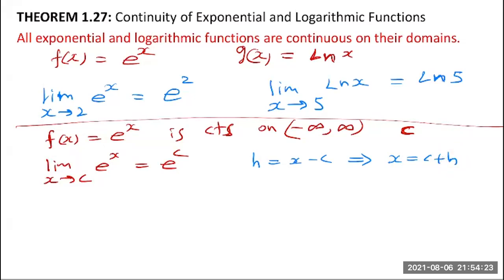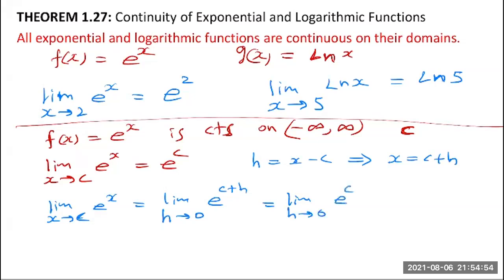Okay. So limit as x approaches c of e to the x is the same as limit as h approaches 0 of e to the power, now this is not x, my x is c plus h. So I'm going to put in this substitution, c plus h. Now this is equal to limit as h approaches 0 of e to the power c times e to the power h. That's the rule of exponents, right? Now notice that this is a constant. I can pull that constant out.